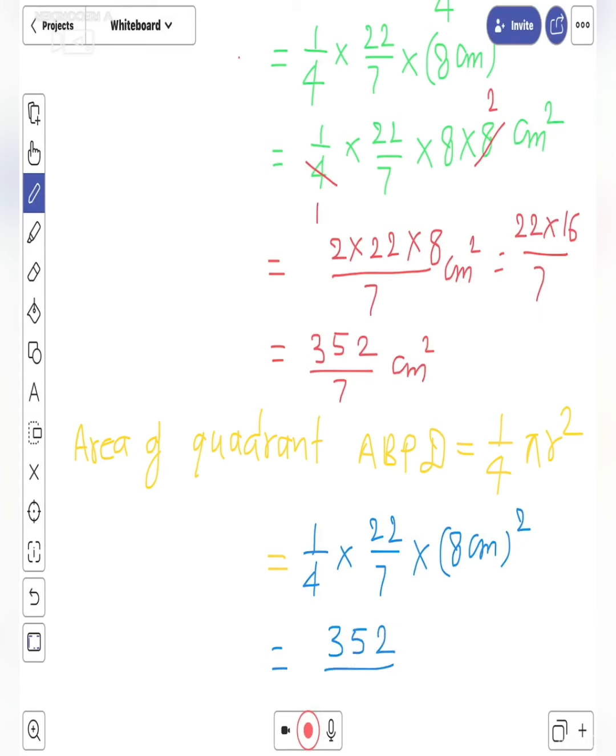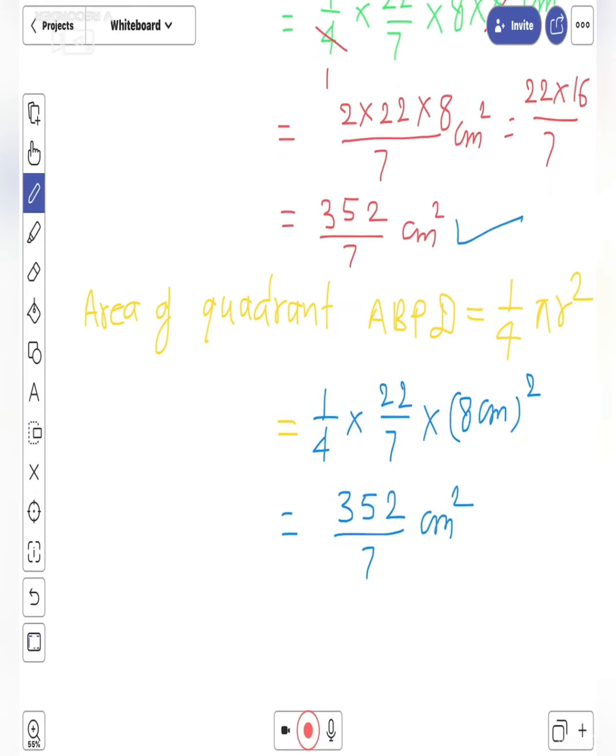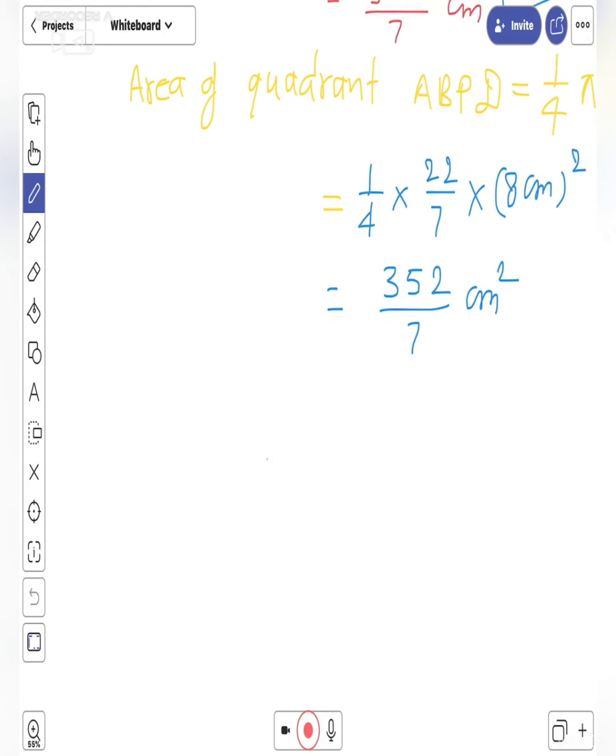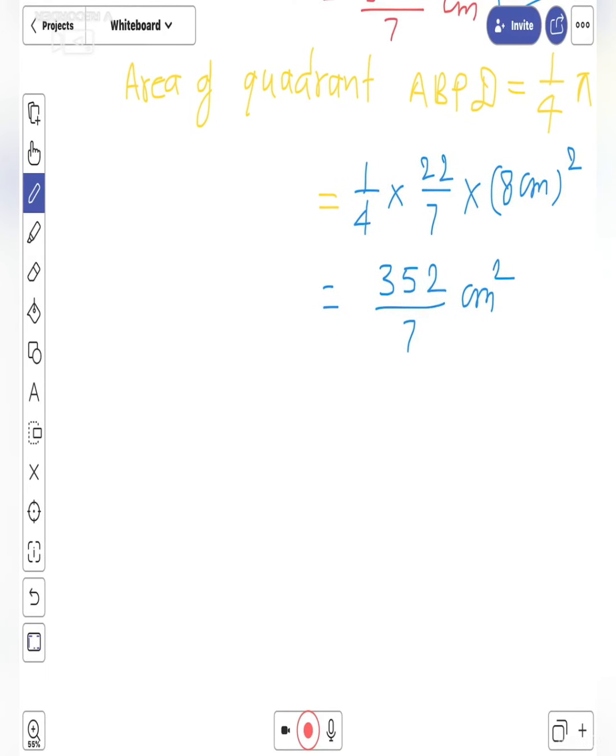352 and divide by 7 centimeter square, because this is the same thing. Here you will get 352 divided by 7. So in the same way you will get here 352 divided by 7. Now after that we will find the area of both quadrants.